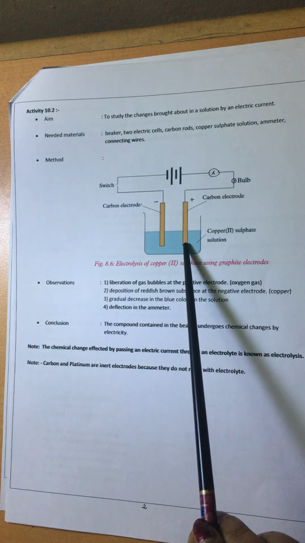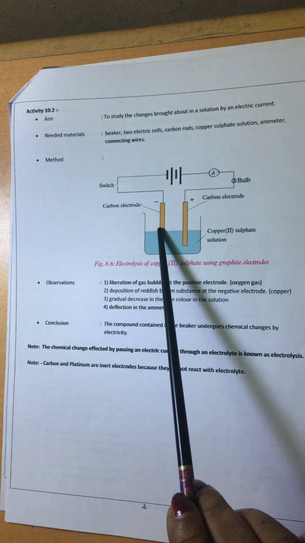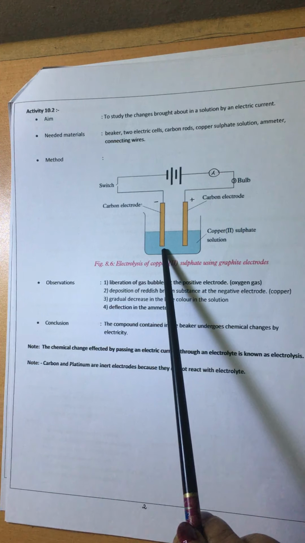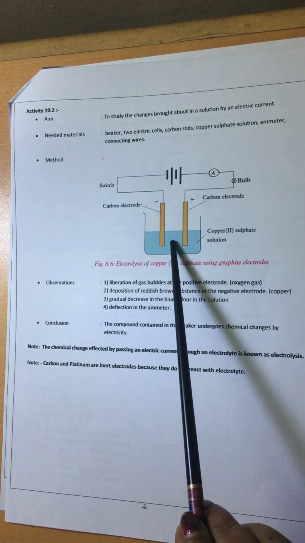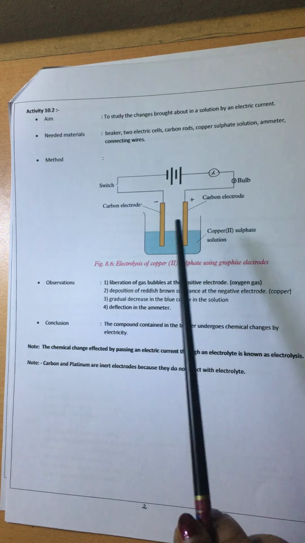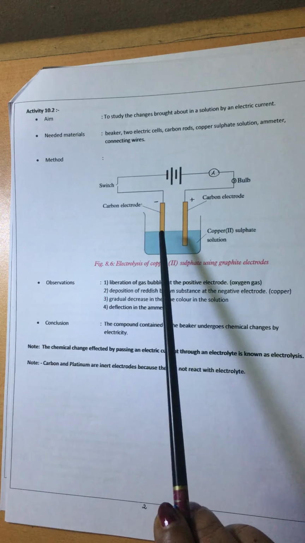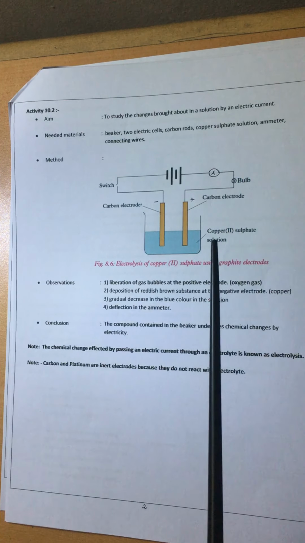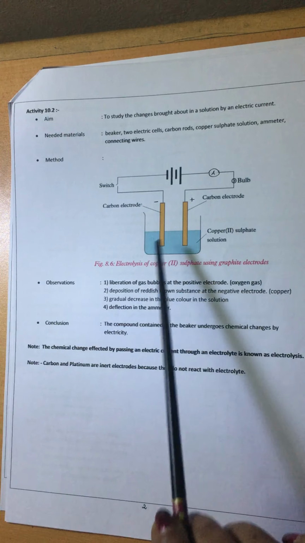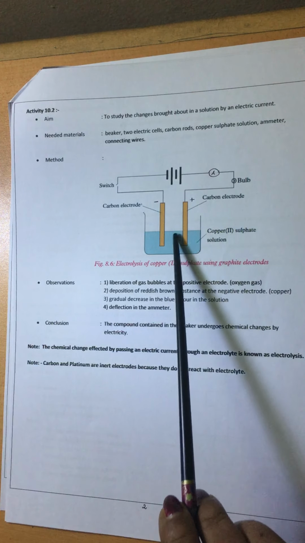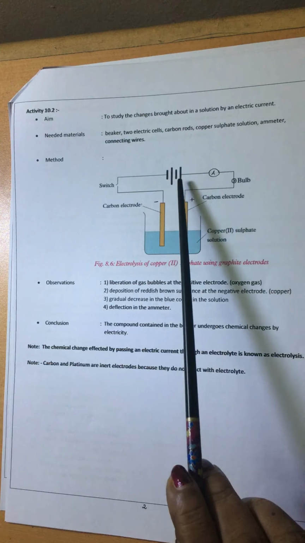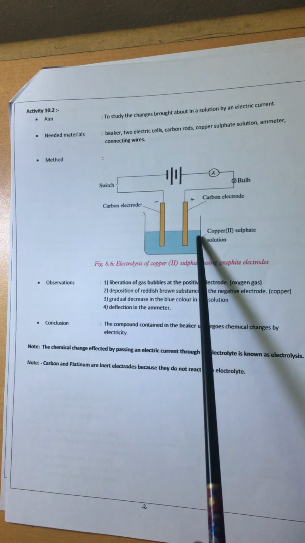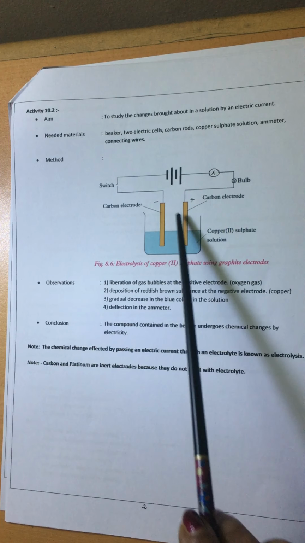around this positive electrode, reddish brown deposit on the negative electrode. The blue color of the solution gradually disappears. So this is the color of the solution decreases. So these are the three observations you can notice here. So what is happening when you are sending electricity? These are some changes, chemical changes that happen here.